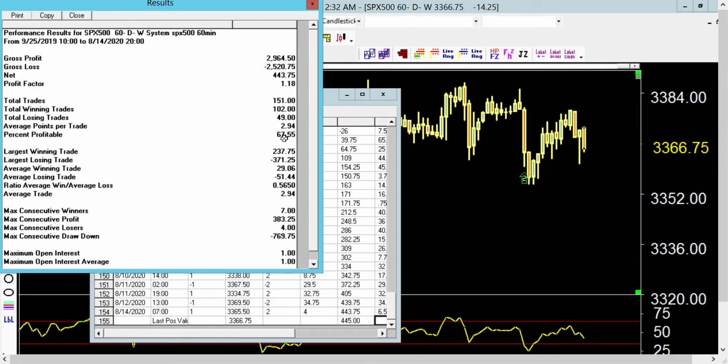Alright, so our system's performance is that we have taken a total of 151 trades. Among them roughly 67% were profitable, and we had an average win to loss ratio of 0.55. So I want to shape up the system a little bit.